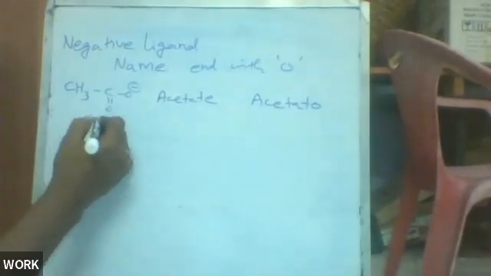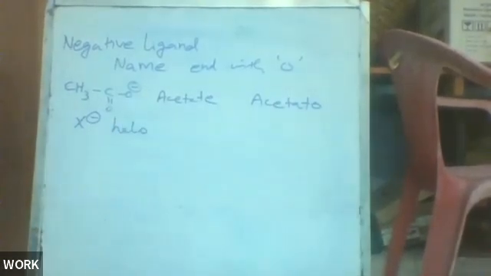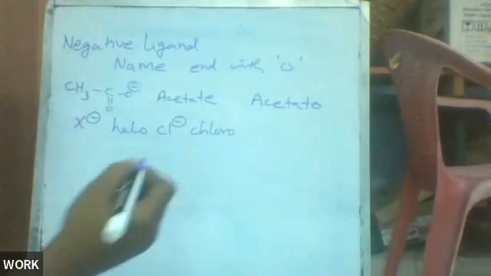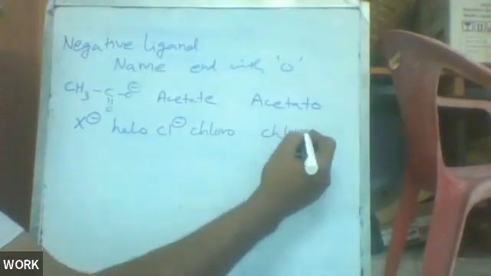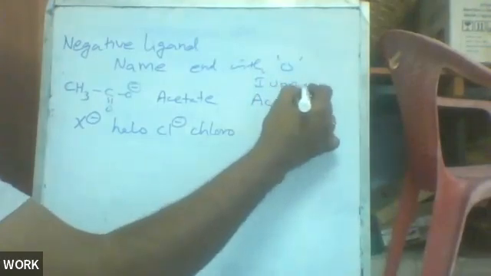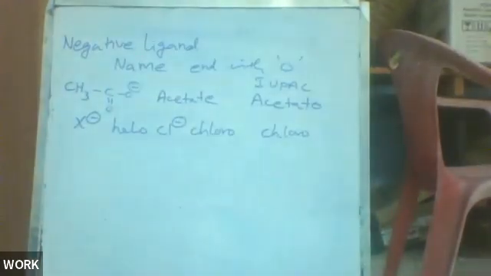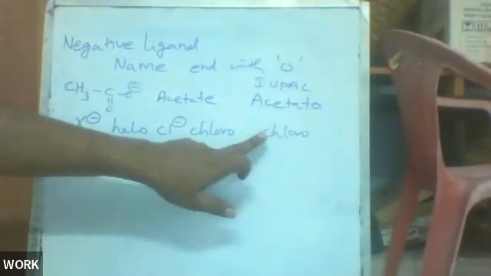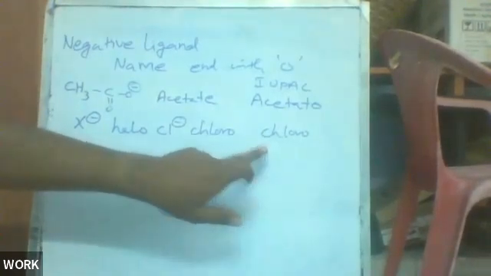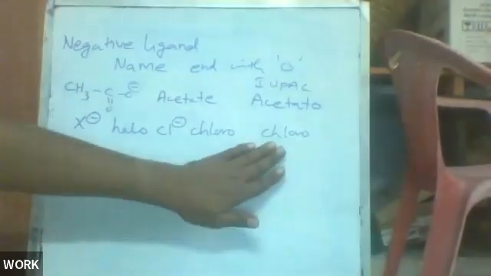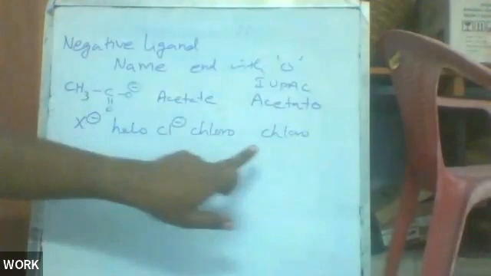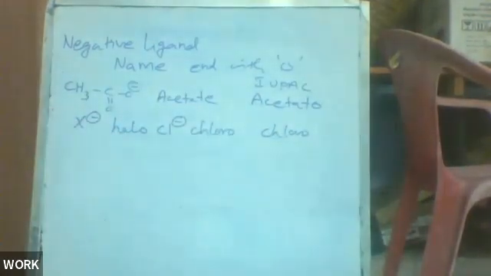If it is X minus, halo. For example, Cl minus we call chloro. This is the IUPAC, International Union of Pure and Applied Chemistry, form. Now, since last year or the year before, it has been changed to chlorido. If your book is not updated, you can write chloro, but for your information, the committee has changed chloro into chlorido. Then if we are putting Br minus, it means bromo.